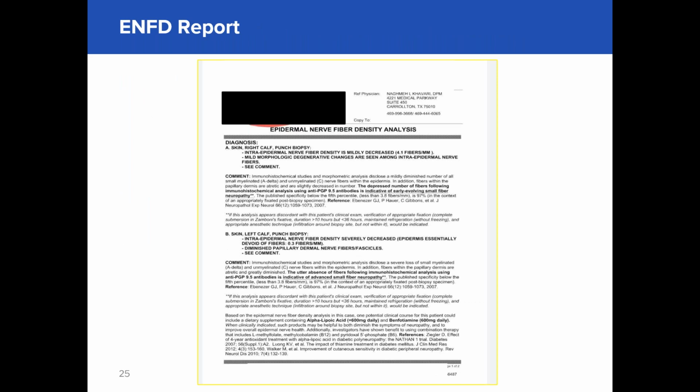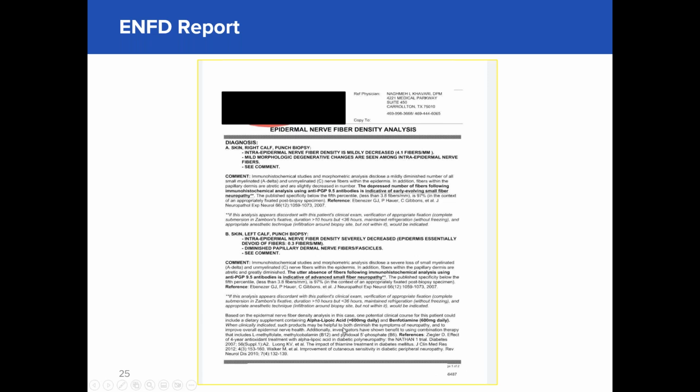This is kind of a sample report that you see from the lab. It is separated into right and left, and it does show you the number of fibers that the patient has on each side, and if it's mild or you're having more of that severe disease. It does mention in here the vitamins that are important for the patient. So here we have alpha lipoic acid and thiamine. Of course, there are other ones down here like B12, but B6 is also.